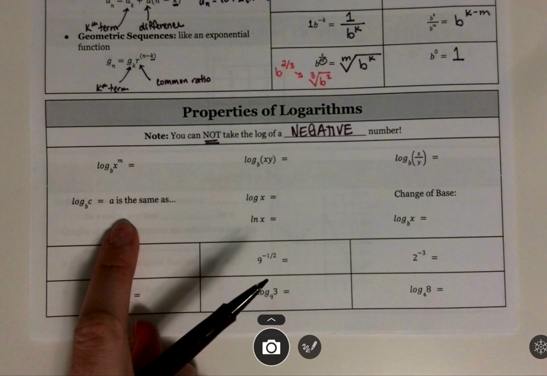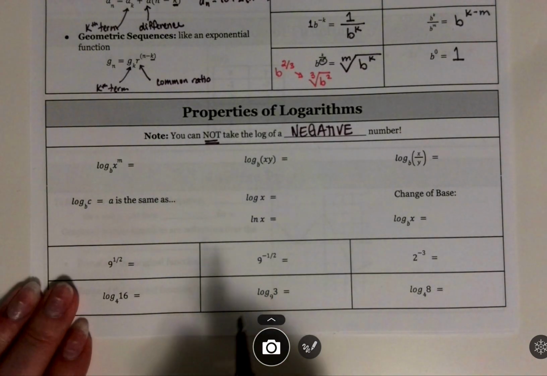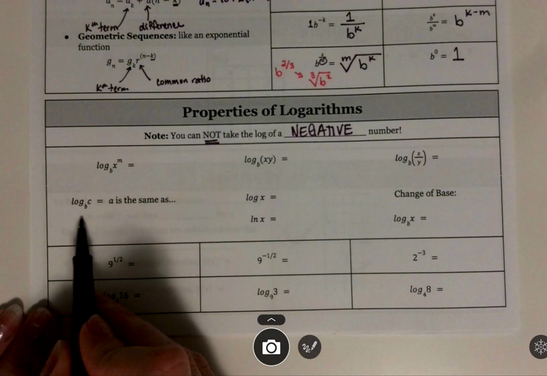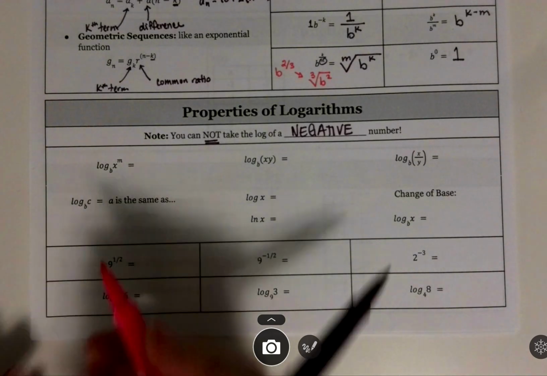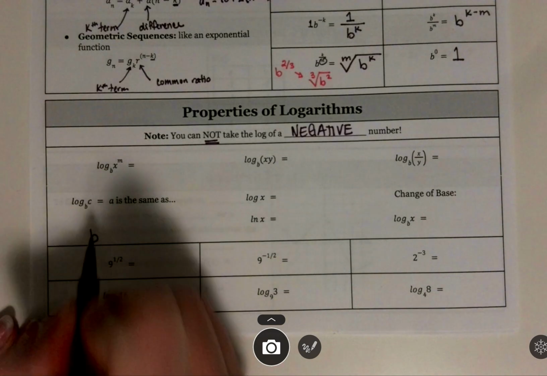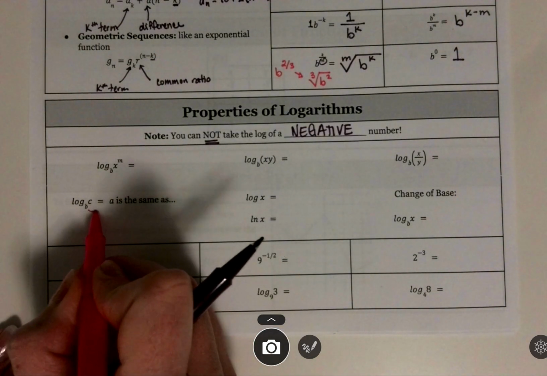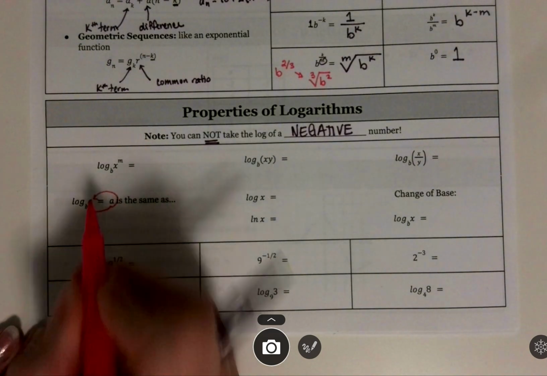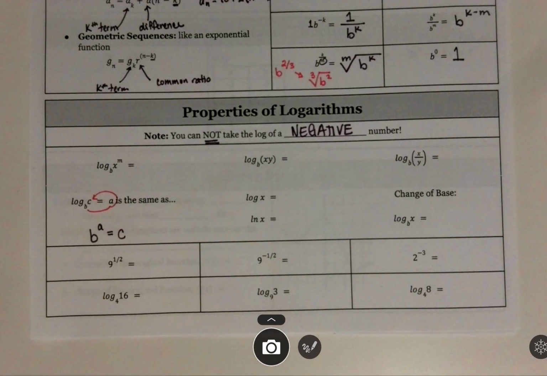I'm actually going to start with this one right here to connect back to why it's not possible to take the log of a negative number. If we have log base b of c equals a, I can convert this into exponential. The base of my log becomes the base of my exponential. And then I can do my little cloud. So b to the power of a equals c.